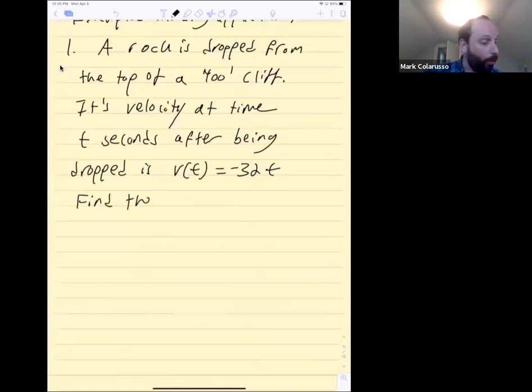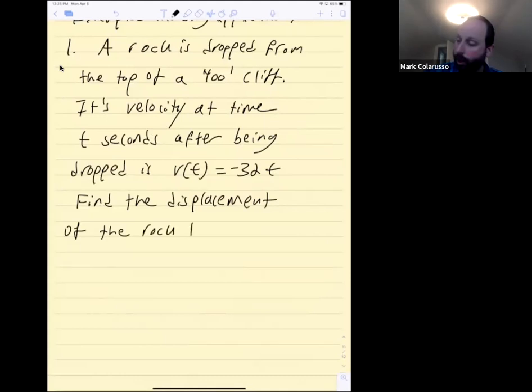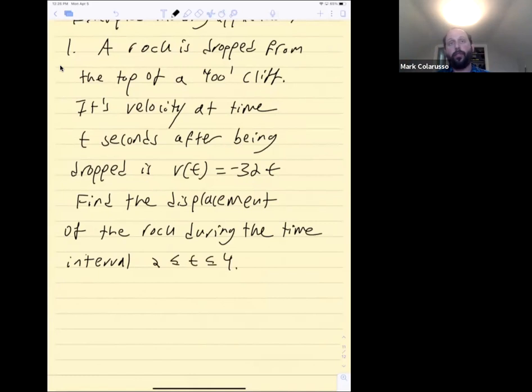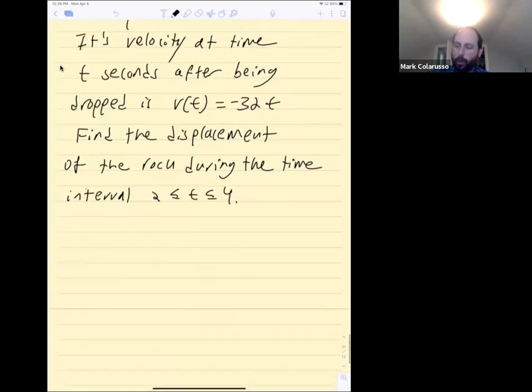Find the displacement of the rock during the time interval t between 2 and 4, from 2 seconds to 4 seconds. In other words, find how far the rock traveled between 2 seconds after it's dropped and 4 seconds after it's dropped. It can be useful to indicate a picture here just to see why the numbers make sense. So here you are.